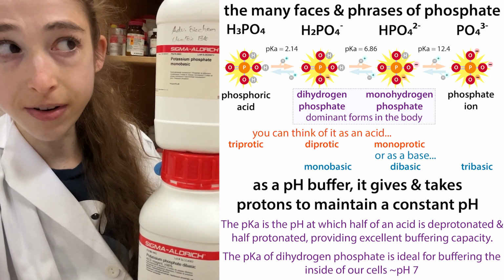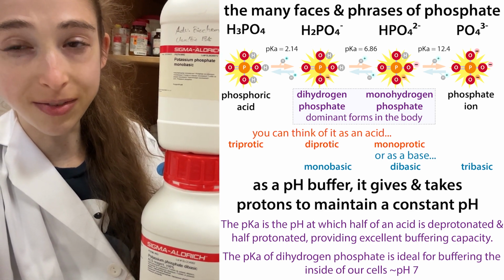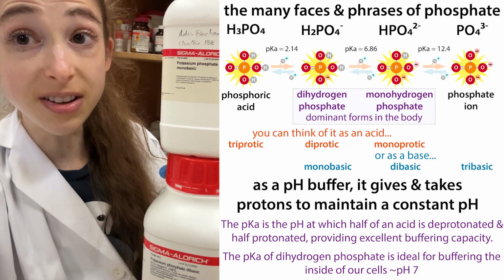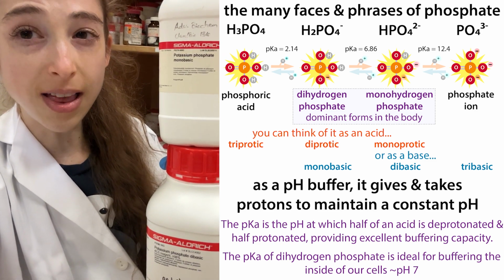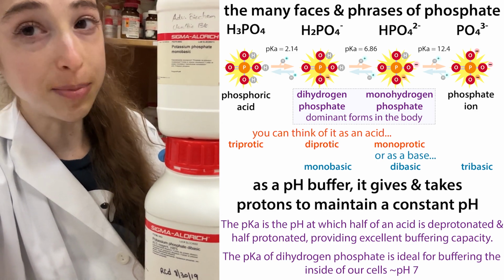To make a phosphate buffer, and there's like 20 bottles labeled phosphate. Okay, maybe not 20, but there's a lot of different forms of phosphate, and here's more on which is which, as well as why phosphate is really good for making pH buffers.